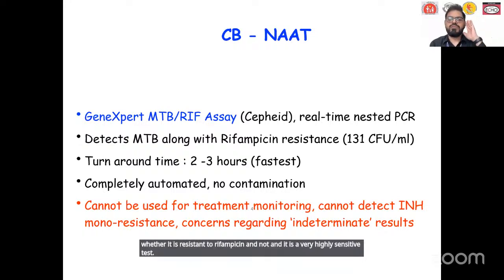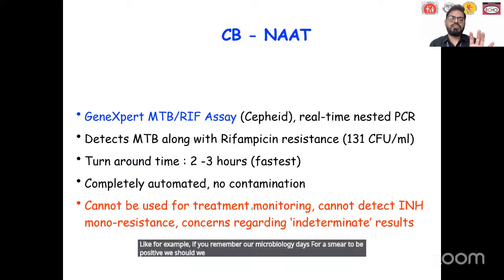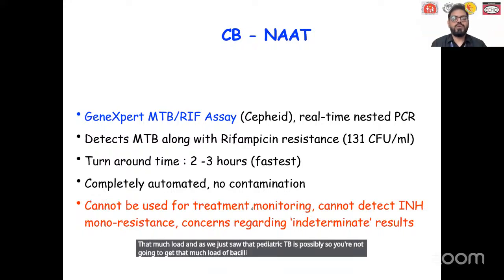For example, if we remember our microbiology days, for a smear to be positive, we must have at least 10 to the power 4 to 5 bacilli per ml of sputum. That is around 10,000 to 1 lakh bacilli per ml of sputum. That much load. And as we just saw, pediatric TB is paucibacillary, so we are not going to get that much load of bacilli. This is where the NATs help us: even if the sample contains as low as 100 to 120 bacilli per ml of sample, your NAT is going to pick it up because it is picking up the DNA.